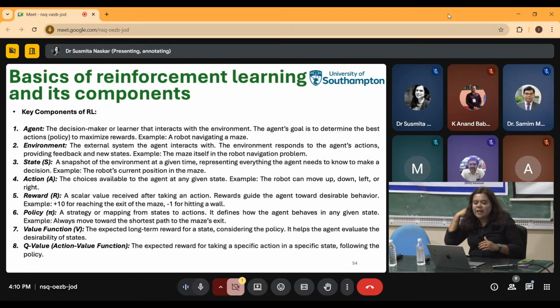Now let's see some of the key components of RL. The first one is the agent. So what did you see, what is the agent yesterday?